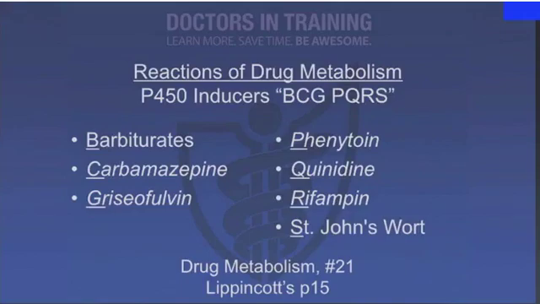C is for carbamazepine, which is an anti-epileptic drug. G is for griseofulvin, which is an antifungal drug. P is for phenytoin, which again is an anti-seizure drug. Q is for quinidine, which is an antiarrhythmic drug. R is for rifampin, which is an antibiotic often used for tuberculosis. And S is for St. John's wort, which is an herb used to treat depression.